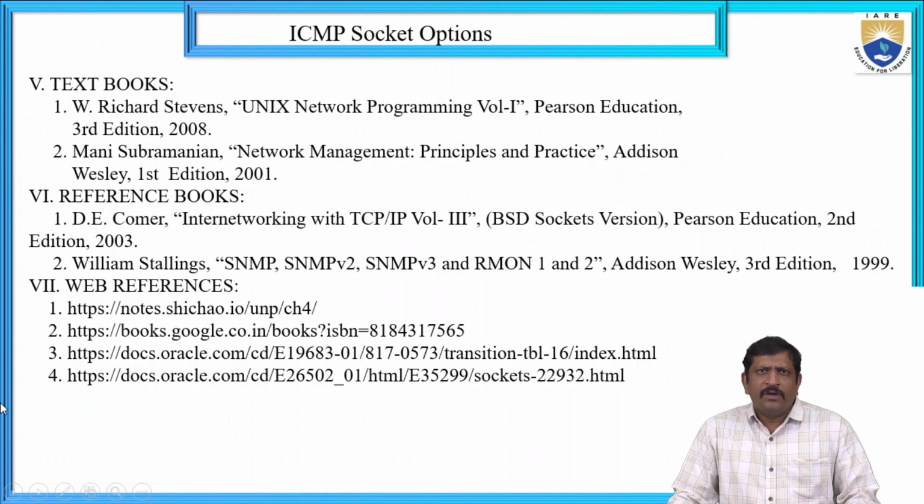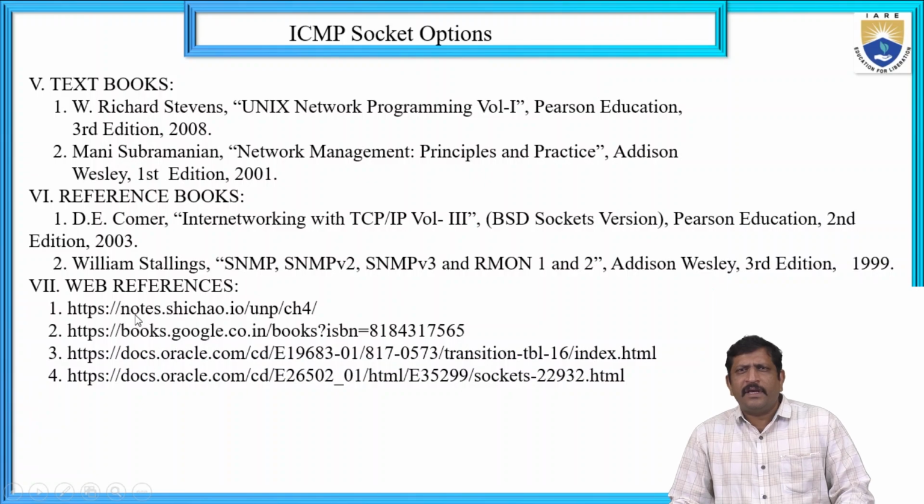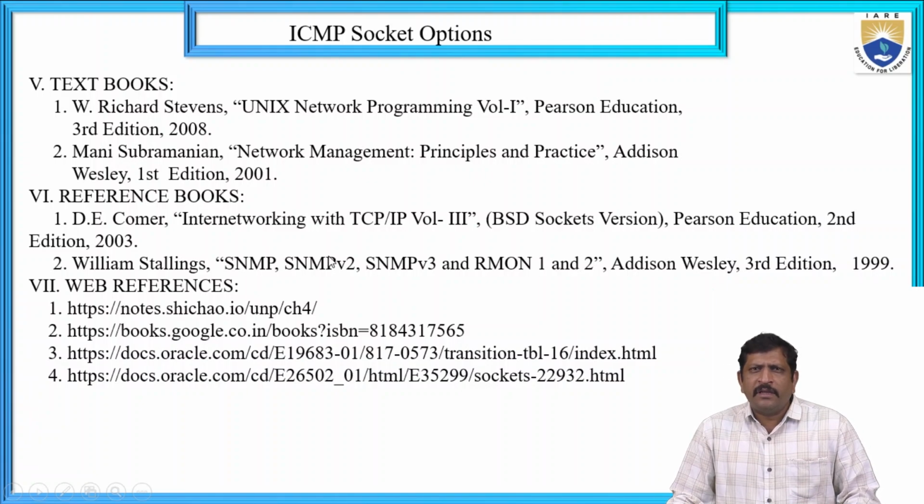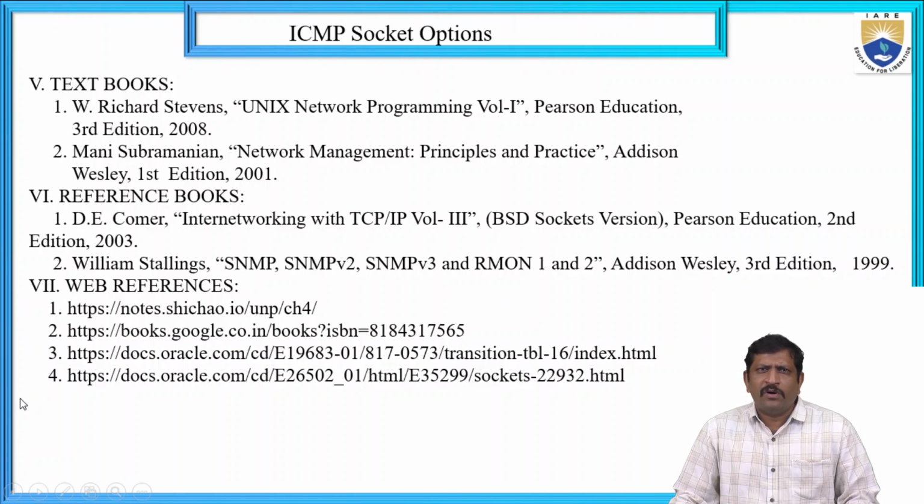Here the textbook is Unix Network Programming. The references are Network Management: Principles and Practice. These two are the textbooks, by authors Richard Stevens and Subramanian, and the reference is Internetworking with TCP/IP Volume 3, and William Stallings, that is SNMP, SNMPv2, SNMPv3. So this William Stallings book is good as a reference book, and these are all the web references.